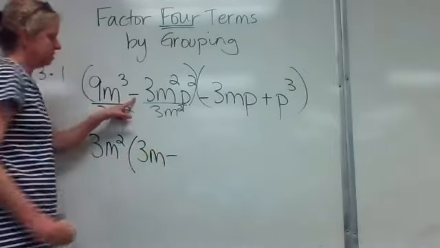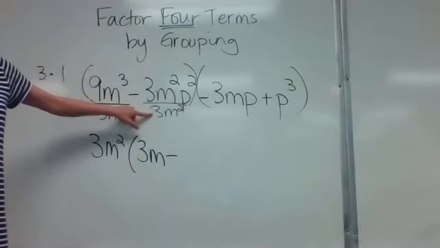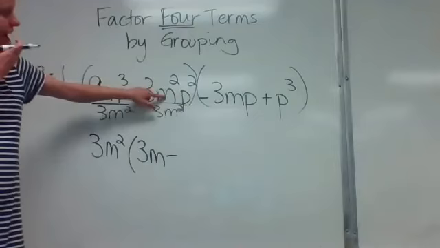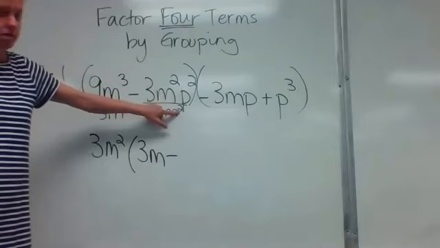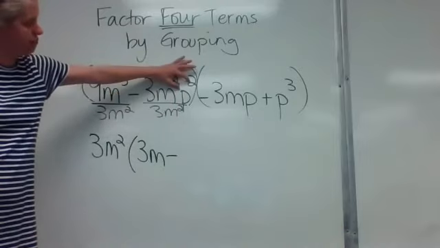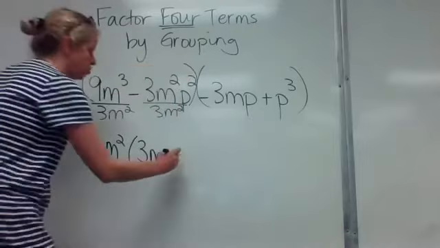Minus, I pulled out that 3. I had m squared, but I pulled out m squared. So I don't have any m's left. So all I'm left with in this second term is that p squared.